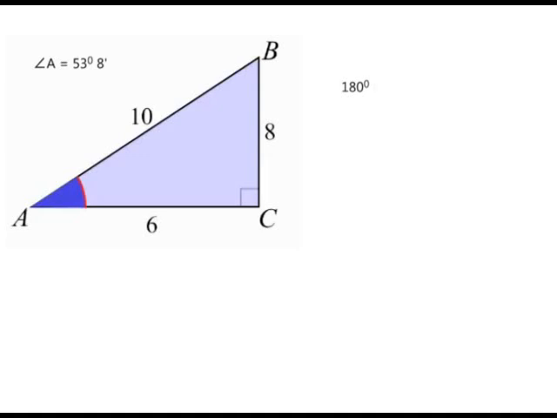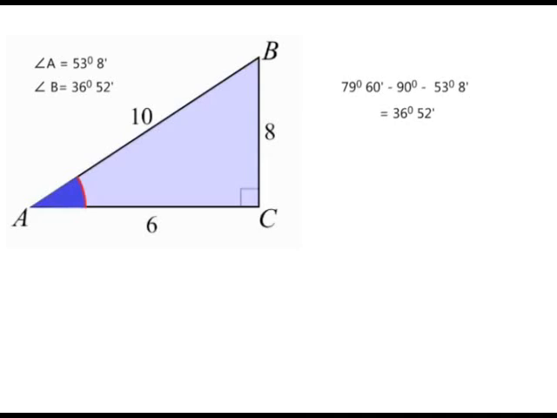180 degrees is the same as 179 degrees and 60 minutes. That will allow me to subtract the minutes. Of course, 60 minutes is 1 degree, so that will make it 180 degrees. And so 179 degrees and 60 minutes minus 90 minus 53 degrees and 8 minutes gives us 36 degrees and 52 minutes. And so we expect that angle after we calculate using tangents.